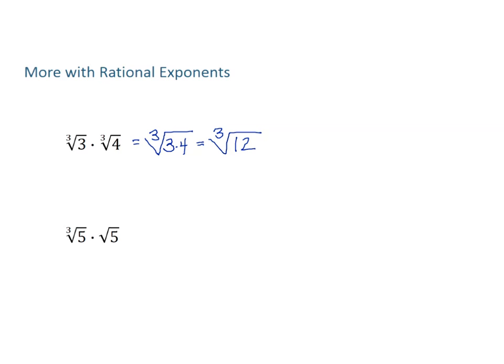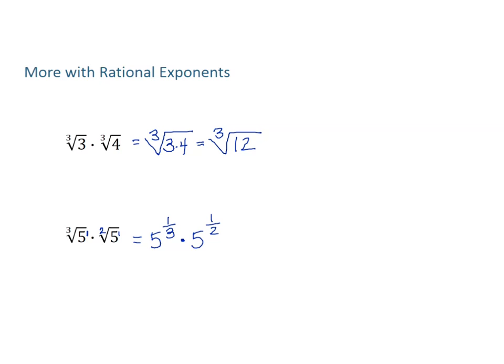But what if the index numbers don't match? Like this next example, I've got the cube root of 5 times the square root of 5. Well, we learned in the previous lesson that the cube root of 5, if I put a little 1 right there, can be written as 5 to the 1/3, and that the square root of 5 can be written as 5 to the 1/2. But now at this point, I'm stuck.